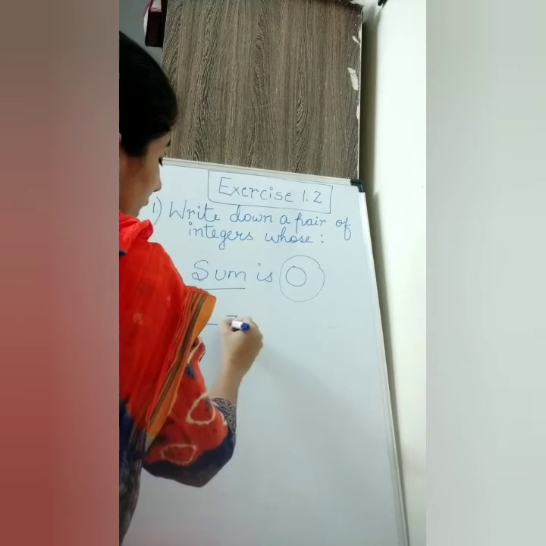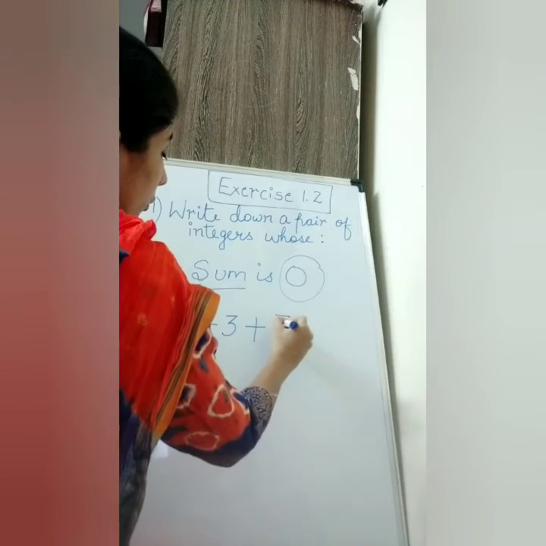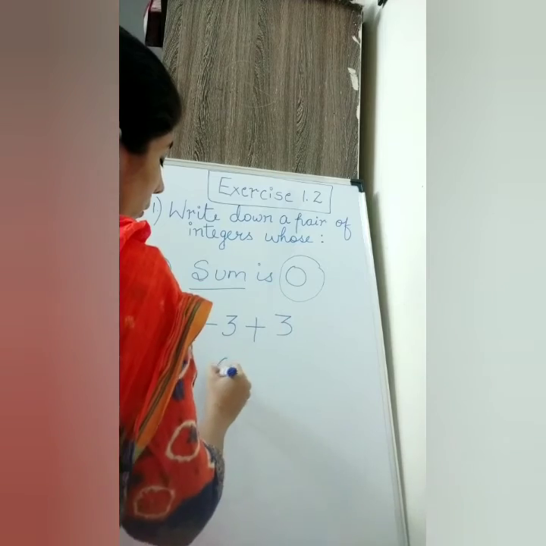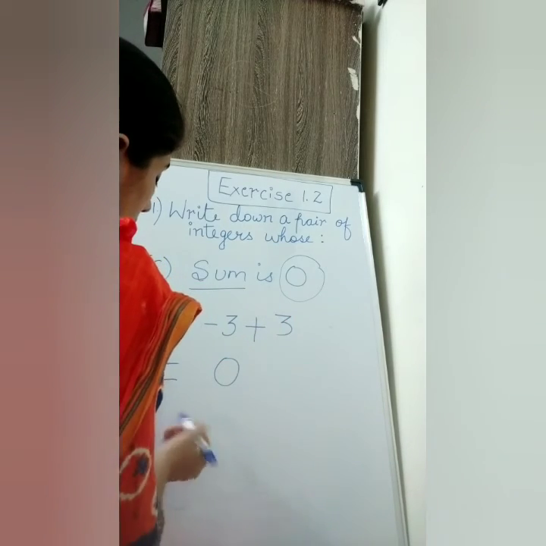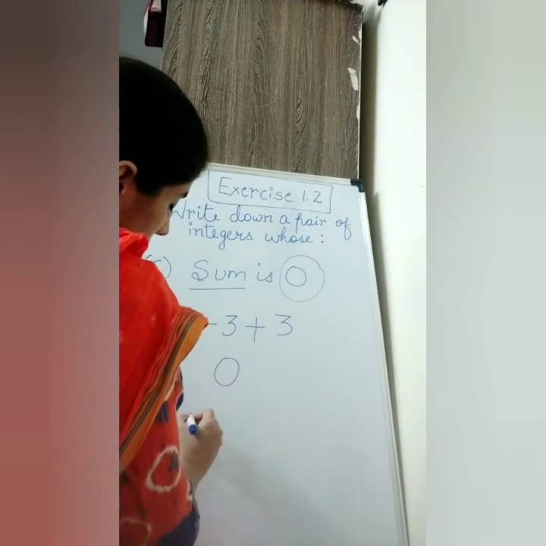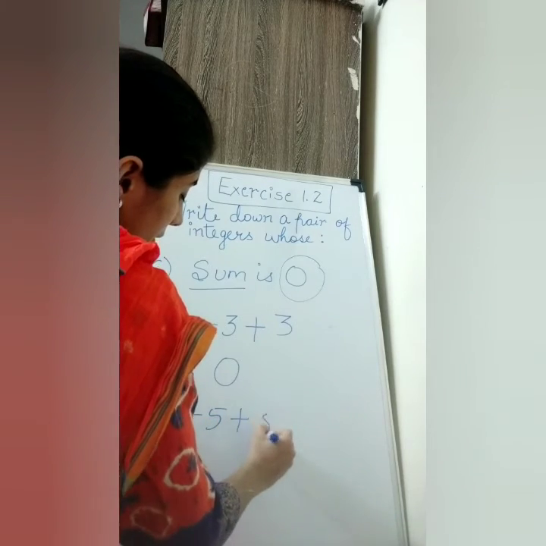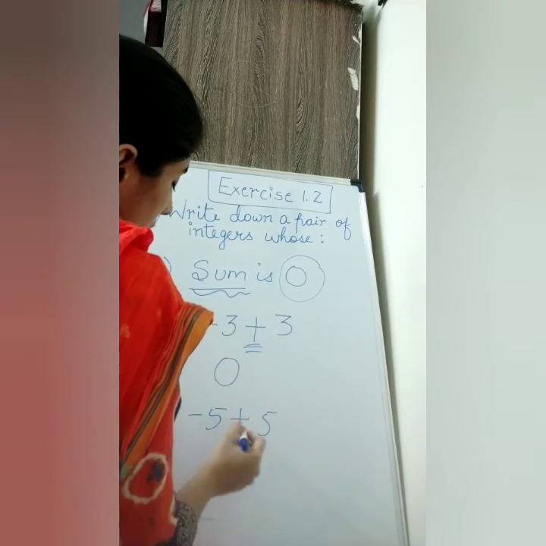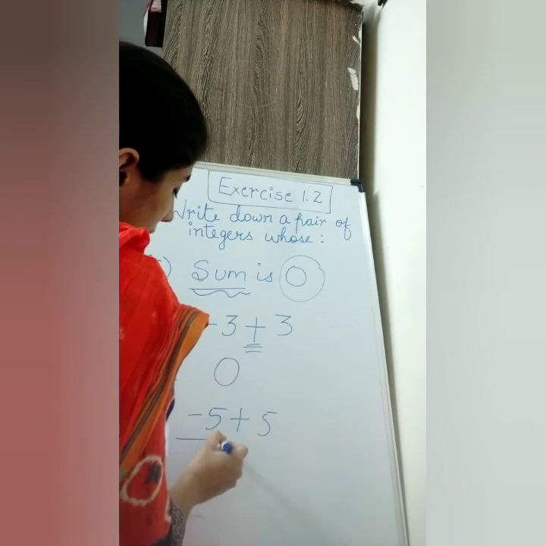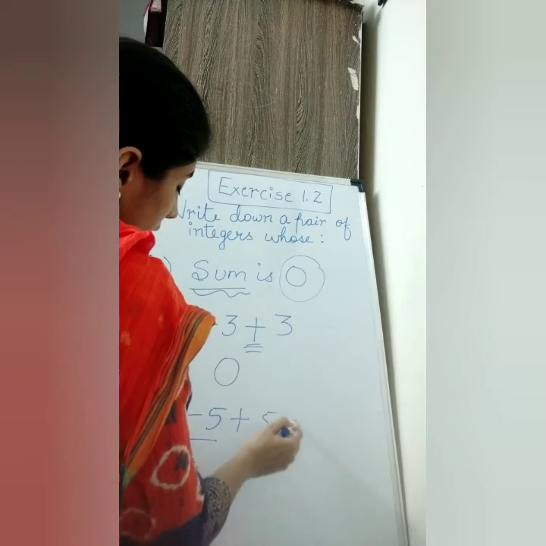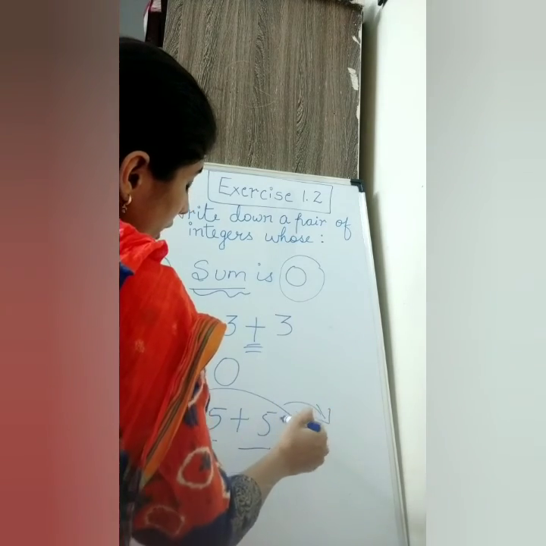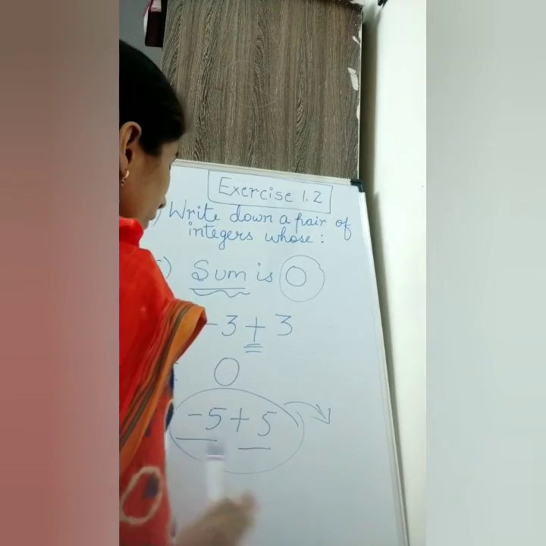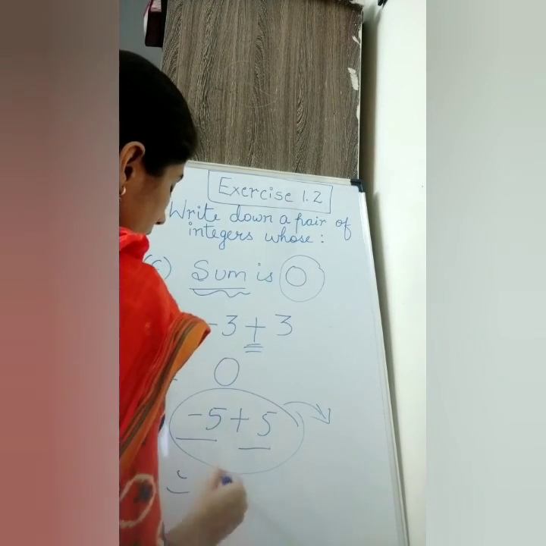Suppose I am writing minus 3 plus 3. So this will be minus 3 plus 3, which is 0. If you want some more numbers, you will take minus 5 plus 5. Here you have to take the plus sign because they have mentioned sum. So the first number will be negative and the second number will be positive, and both numbers should be of the same value. If you are taking 3, then both should be 3. If you are taking 5, then both should be 5, like this, to get 0. Okay.